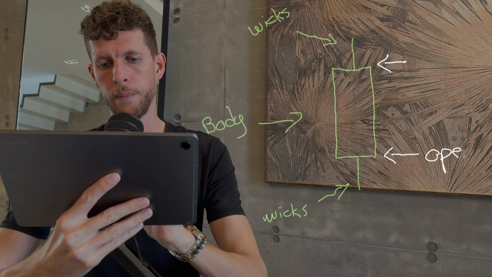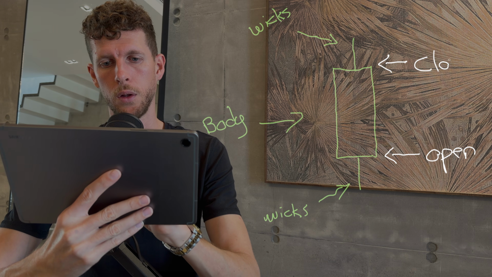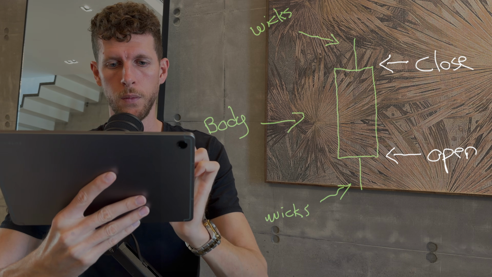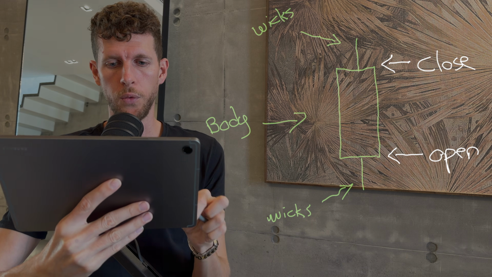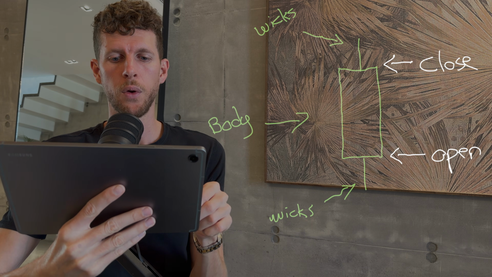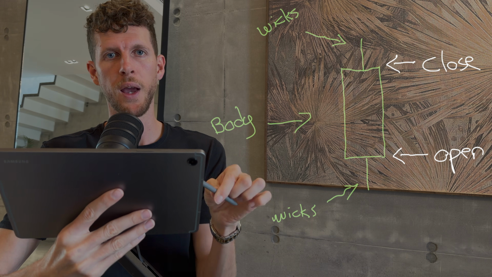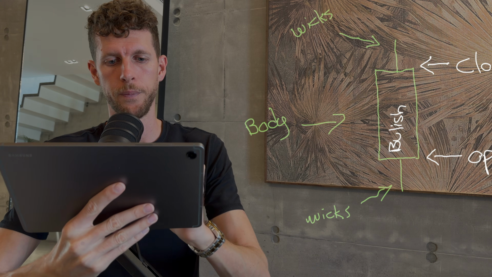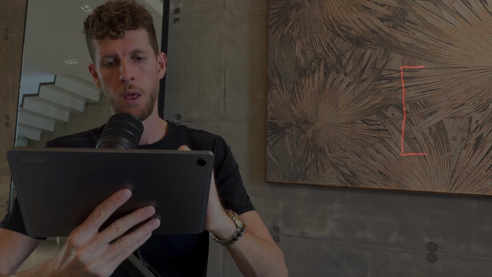So open, close. So if it closes above where it opens, it will be a green candle and it's called a bullish candle. Now a bearish candle, it's a downwards candle. It's going to be red. We'll draw that over here.